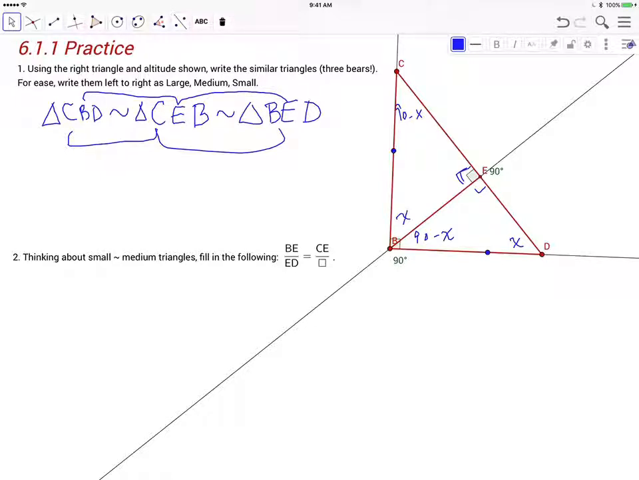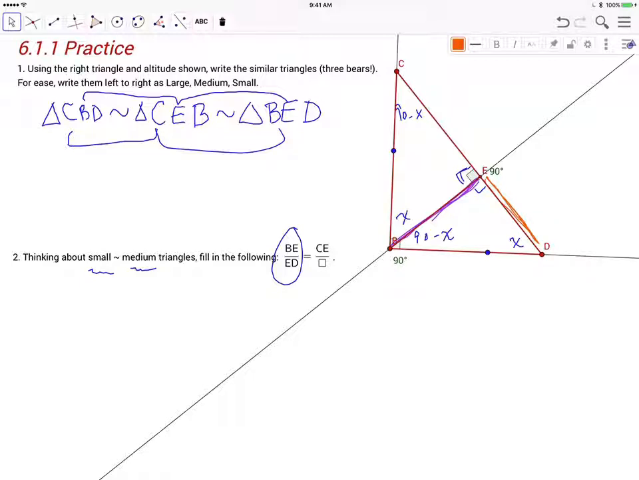And then the last question, this is getting ready for the next section too, thinking about the small triangle being similar to the medium. Fill in the following. So, in the small triangle, BE relates to ED. BE, see if I can change some color up here. BE, right, relates to ED. Let's put this in orange. To ED, right?